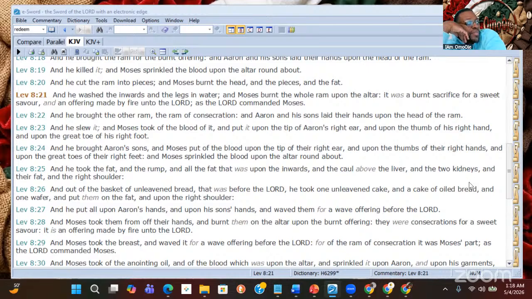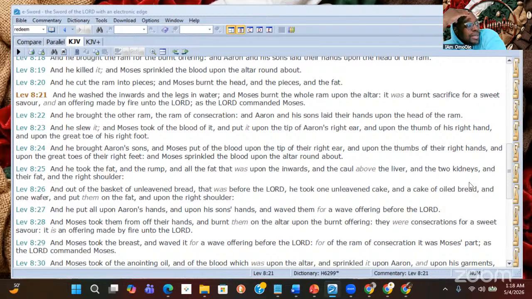An offering made by fire unto Jehovah, as Jehovah commanded Moshe. No, let's read that scripture. And he washed the inwards and the legs in water, and Moshe burnt the whole ram upon the altar. It was a burnt sacrifice, or it was an olah, for a sweet savor, and an offering made by fire unto Jehovah, as Jehovah commanded Moshe.